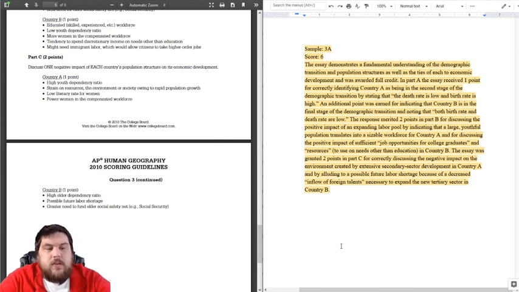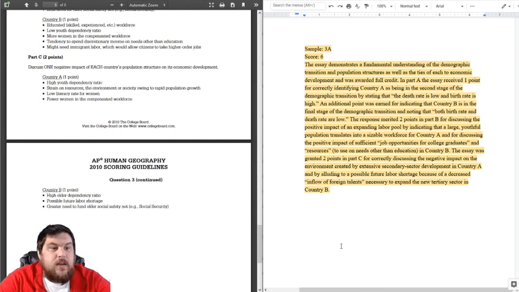The response merited 2 points in Part B for discussing the positive impact of an expanding labor pool by indicating that a large youthful population translates into a sizable workforce for Country A, and for discussing the positive impact of sufficient job opportunities for college graduates and resources.